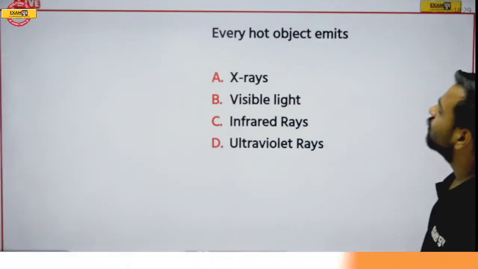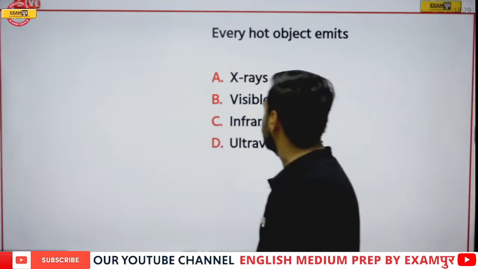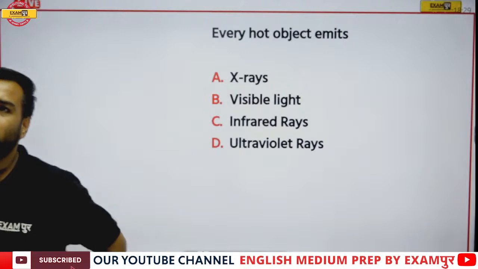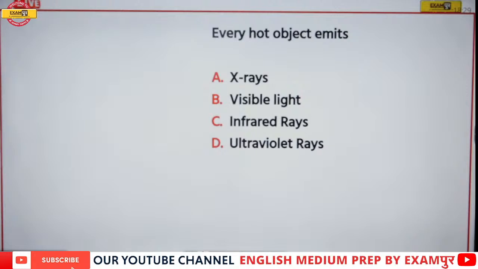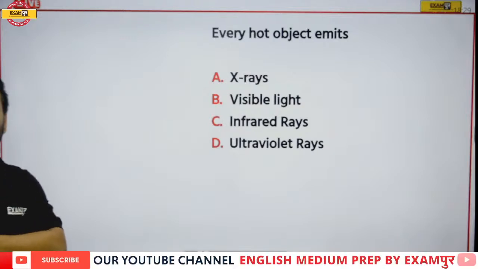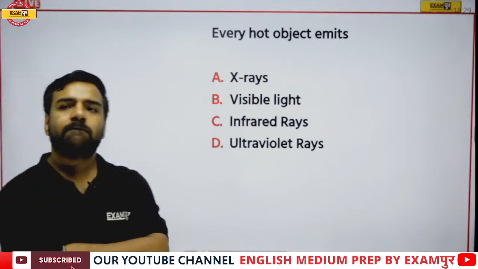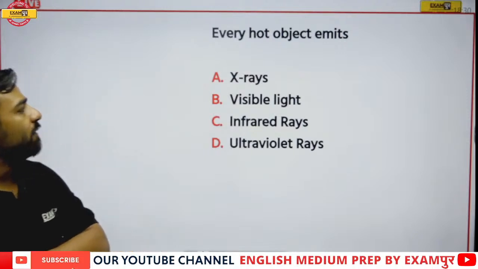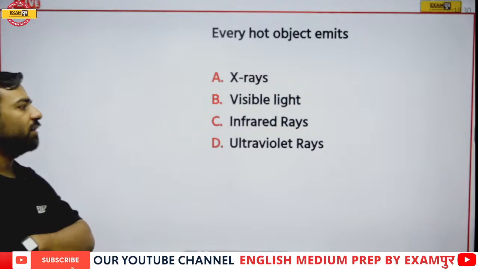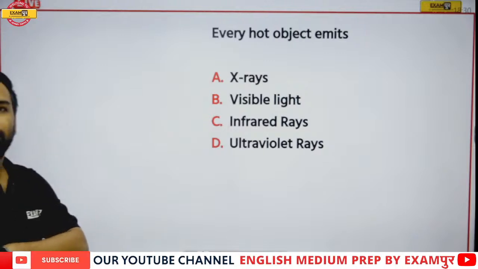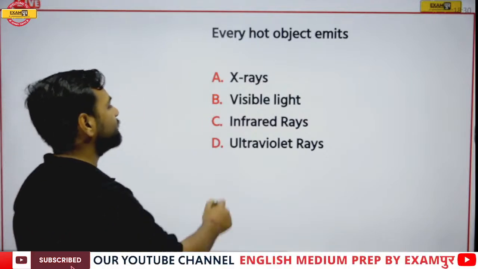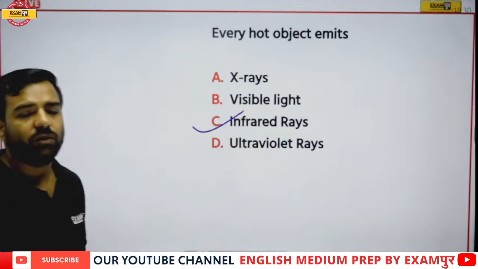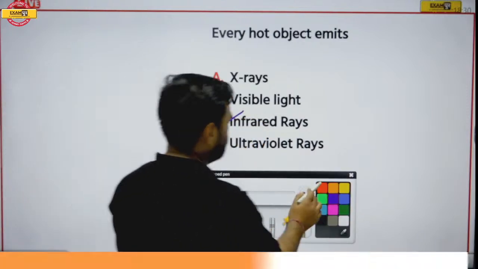Okay, so every hot object emits what? We have the options X-rays, visible rays, infrared rays, ultraviolet rays. What is going to be the correct answer? Every hot object emits what? Is it X-ray, visible ray, infrared ray or ultraviolet ray? So here, if I talk about every hot object, it emits infrared ray. That is option number C would be correct over here. So yes, option number C is correct.